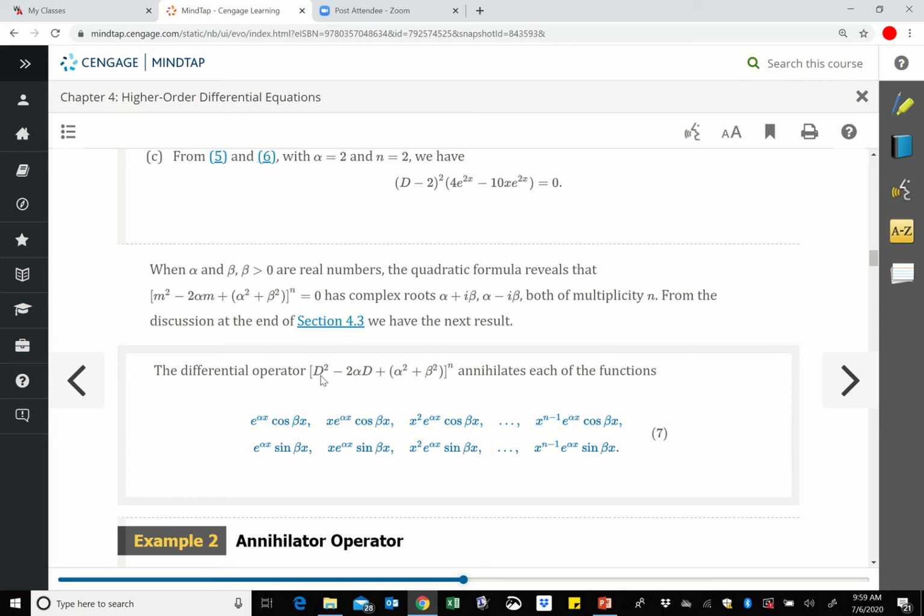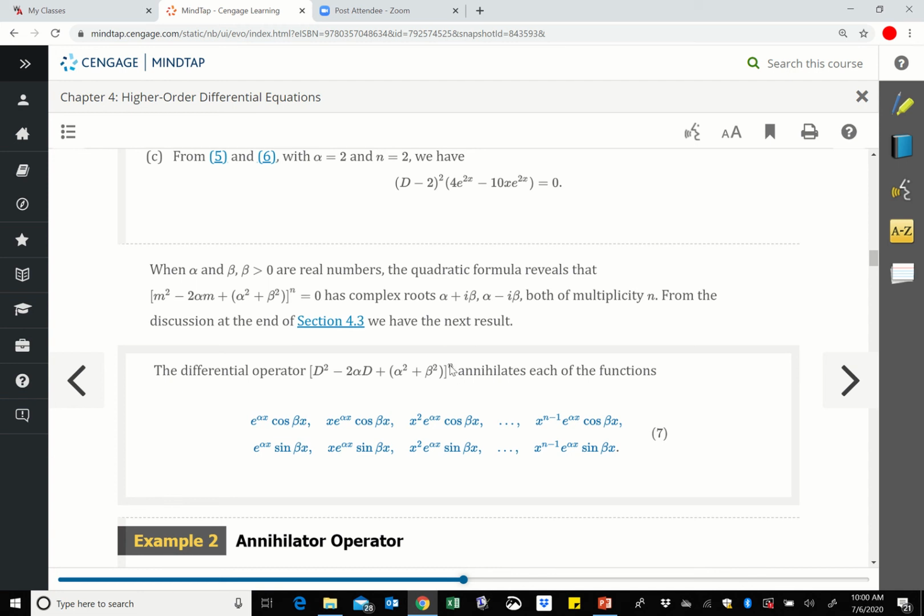It's going to be the second derivative minus 2 times alpha times the first derivative, where alpha is the coefficient of the exponent in the e term, plus alpha squared plus beta squared. Alpha is the coefficient of the x term in the e, and beta would be the argument of either a sine or a cosine function.